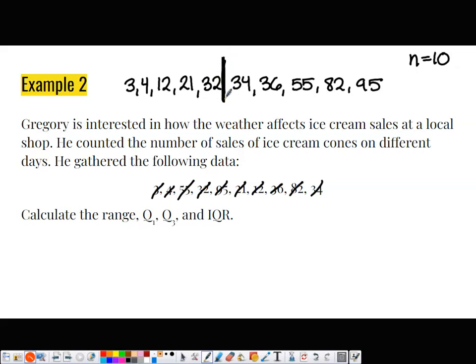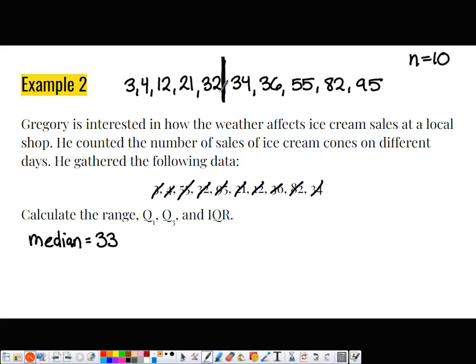I'm going to draw a nice big line there. So the average of 32 and 34: you take the sum and divide by 2. That means the median is 33. We're not expected to find that, but it is helpful for us. Now, since we don't have an actual item listed as our median, it kind of breaks evenly in half.